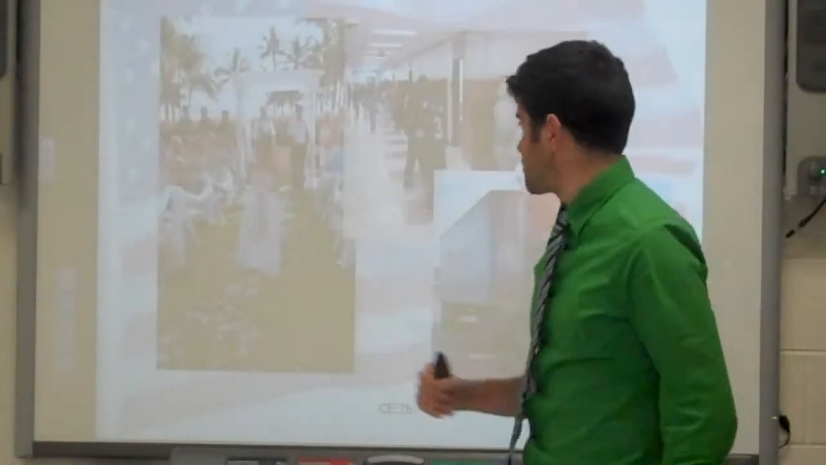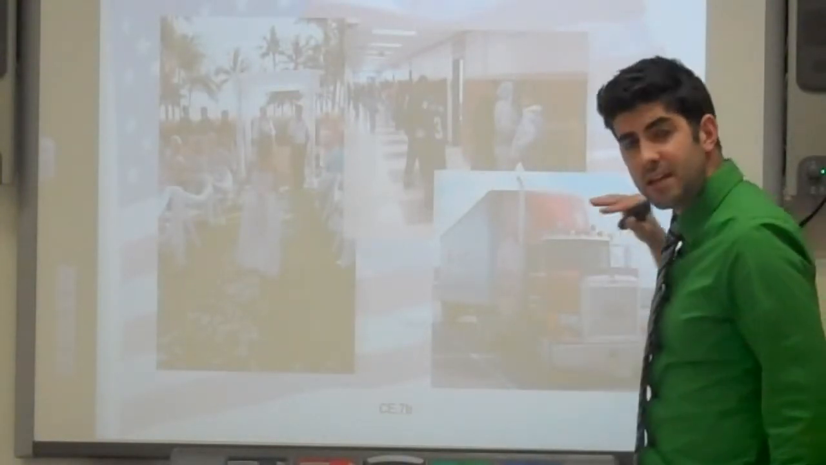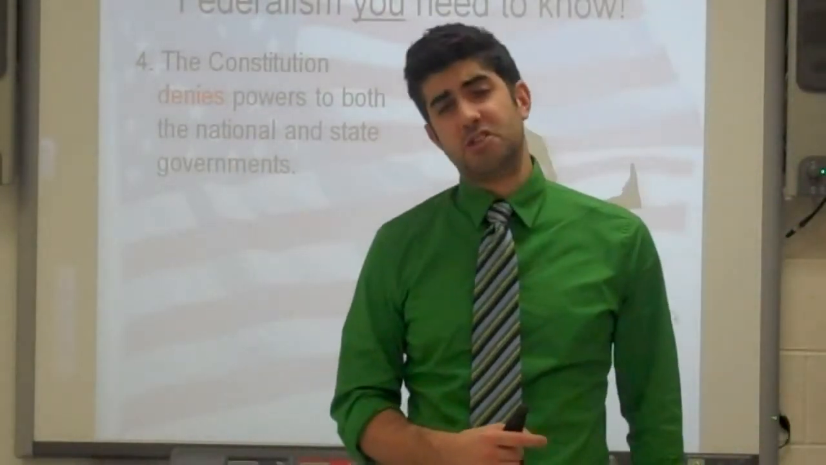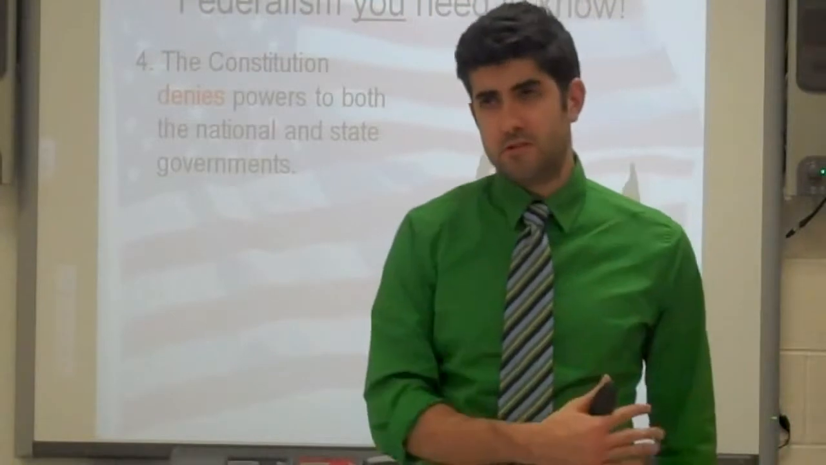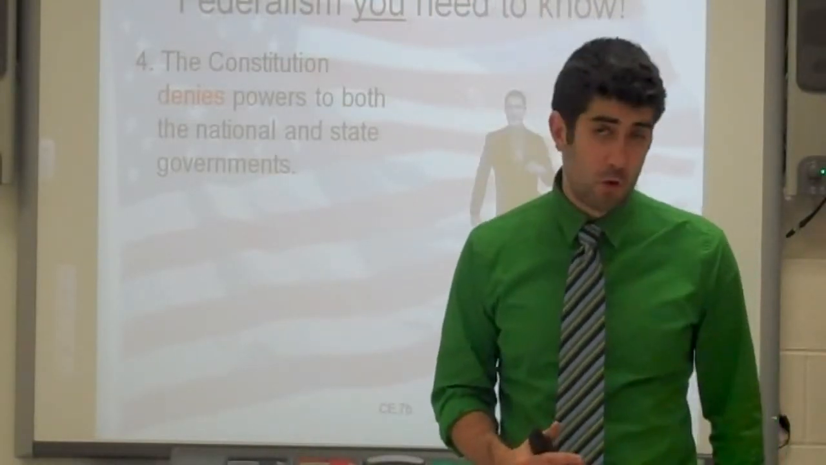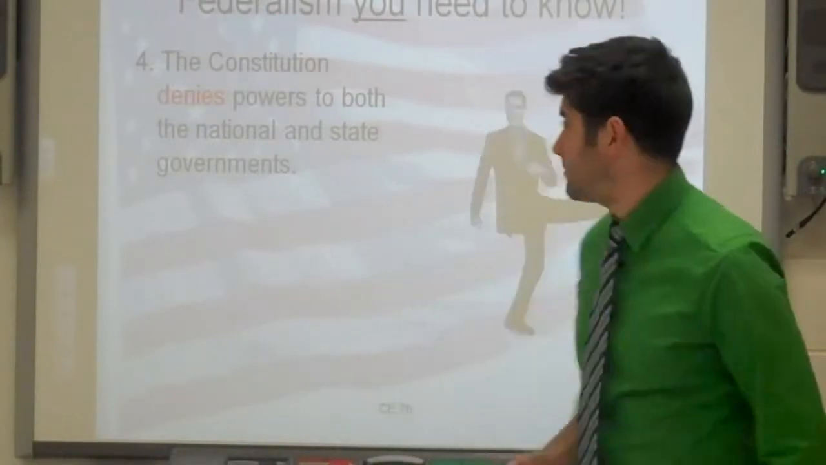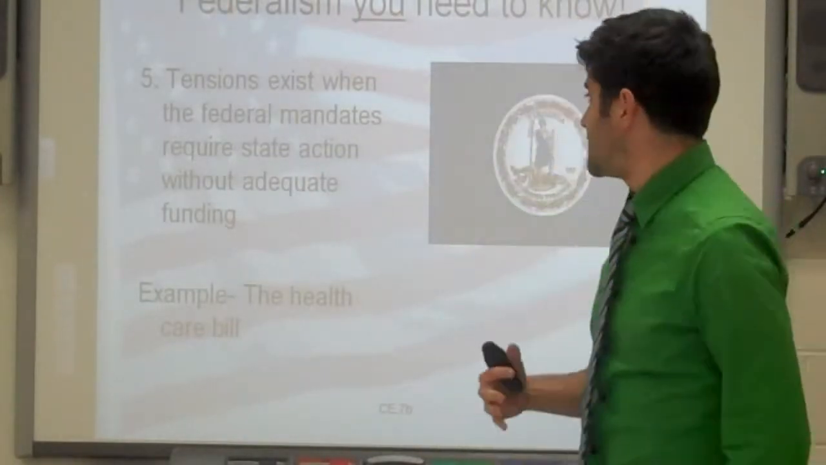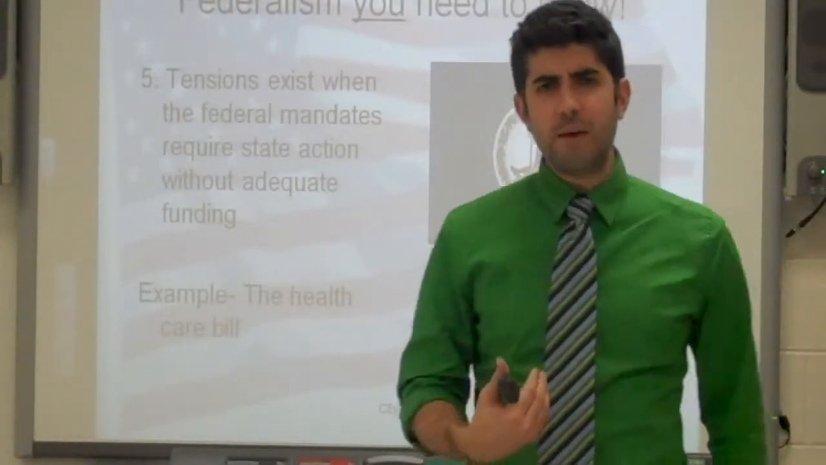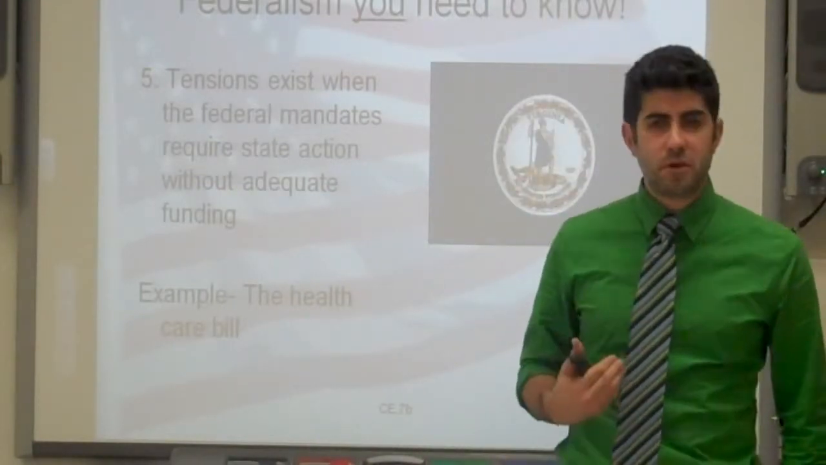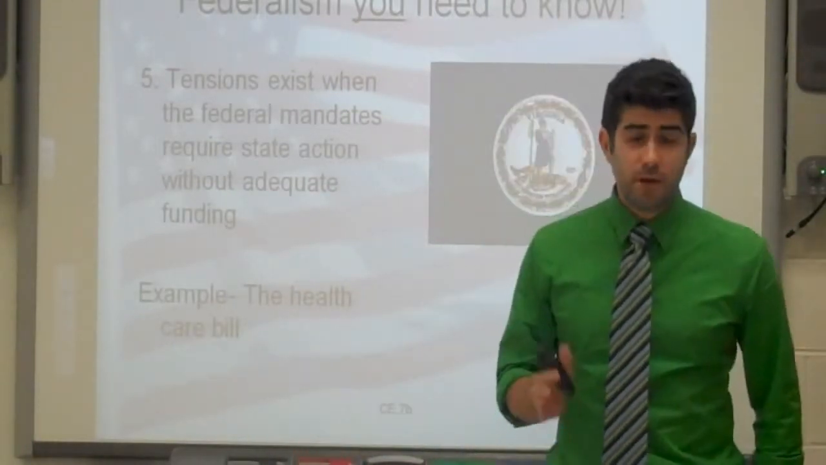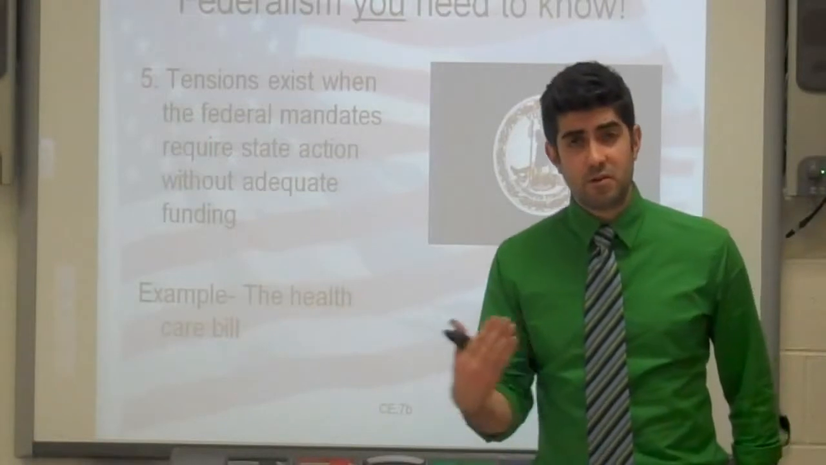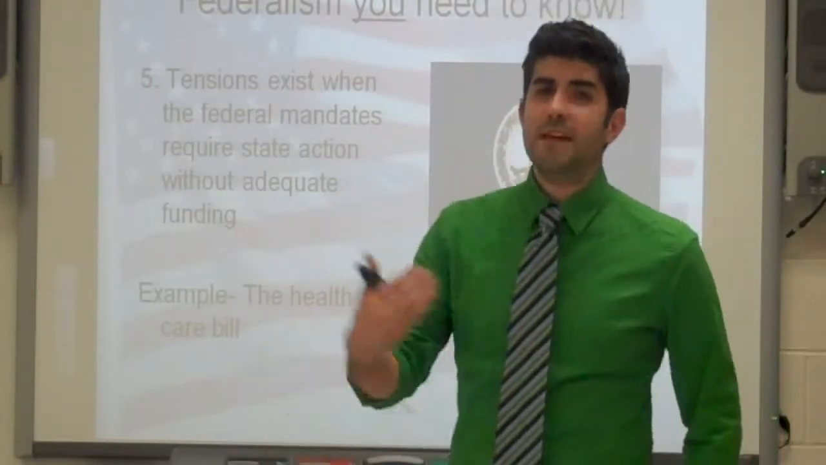State powers include setting up marriage laws, running your schools, state commerce, state roads. Powers are also denied to both the national and state governments. For example, there's no power to implement cruel and unusual punishment. That is outlawed in the 8th Amendment. Tensions still exist between the national and state governments because there are all these requirements from the federal government, but there isn't the money supplied with those requirements. A great example would be the Affordable Health Care Act. Various mandates come down from there that the states have to accept in order to receive benefits from Medicare, but they don't have the money to implement that.